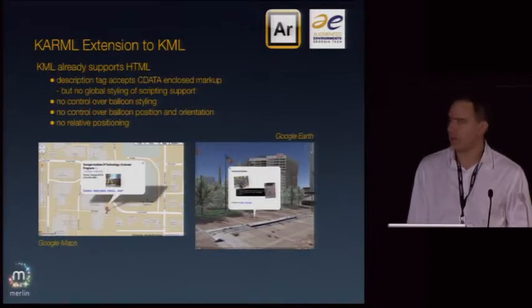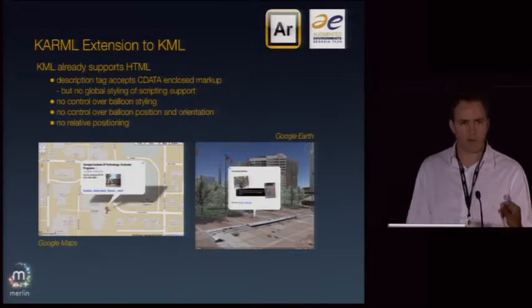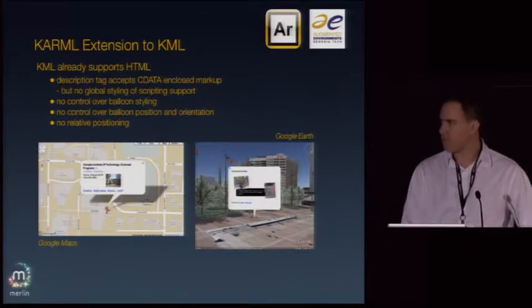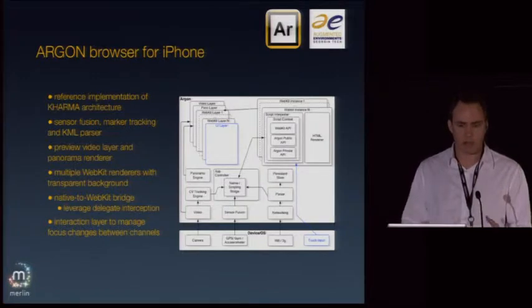When I was at Georgia Tech, we developed something called ARGON, and we developed an extension to KML called KARML. What we noticed was that KML already sort of supported HTML, and we wanted to make AR for the masses. We also wanted to create a standardized, open standard-based protocol for describing AR content. In this image, you can see that a typical balloon you would have in Google Maps can be presented very similarly in Google Earth, and you can actually put HTML in those bubbles.